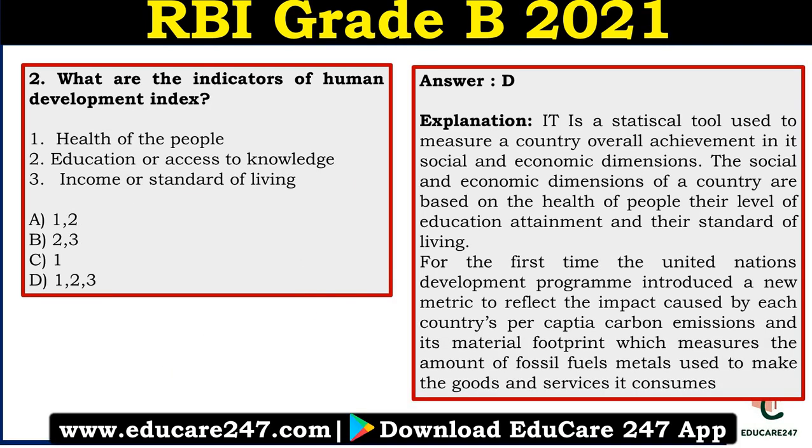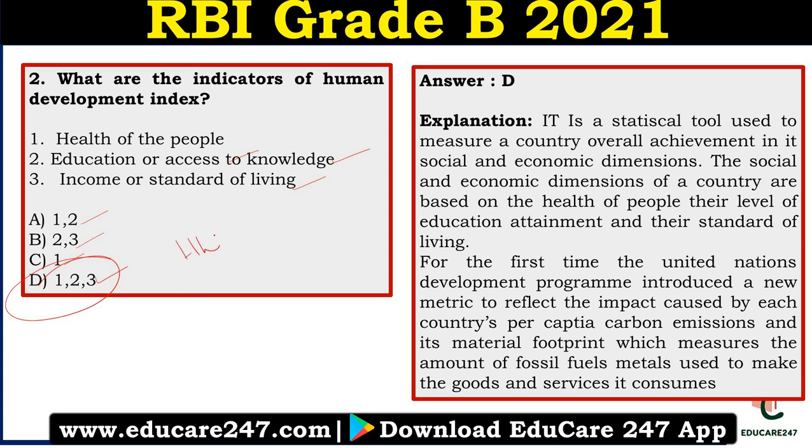Next question is, what are the indicators of Human Development Index? 1. Is it health of the people? 2. Education or access to knowledge? 3. Income or standard of living? Options are, A, is it 1 and 2? Option B, is it 2 and 3? Option C, is it only 1? And option D is 1, 2 and 3. So the answer to this question is D, 1, 2 and 3.